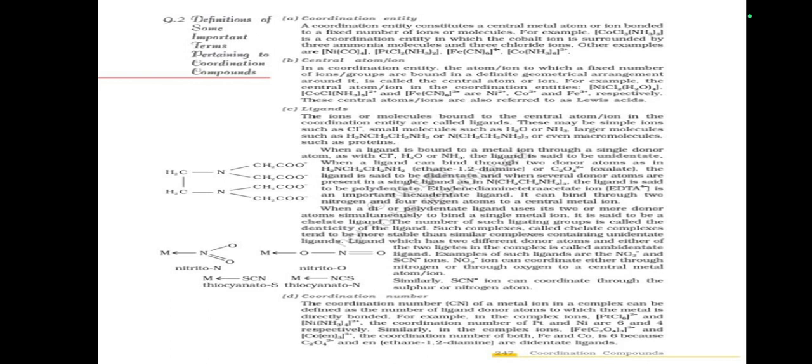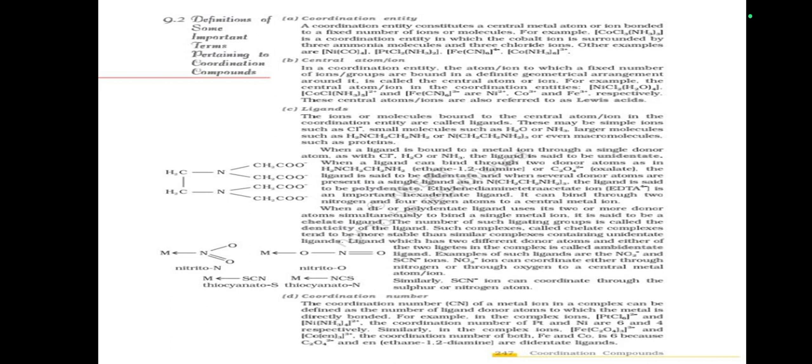Definition of some important terms pertaining to coordination compounds. Coordination entity. The coordination entity constitutes a central metal atom or ion bonded to a fixed number of ions or molecules. For example, [CoCl3(NH3)3] is a coordination entity in which the cobalt ion is surrounded by three ammonia molecules and three chloride ions. Other examples are [Ni(CO)4], [PtCl2(NH3)2], [Fe(CN)6]4-, and [Co(NH3)6]3+.